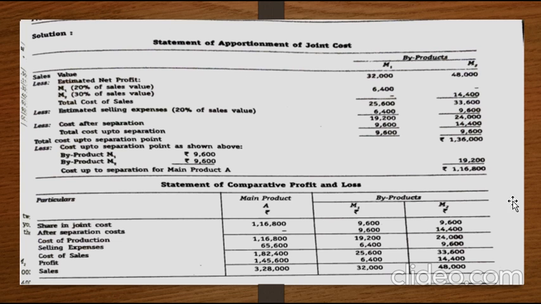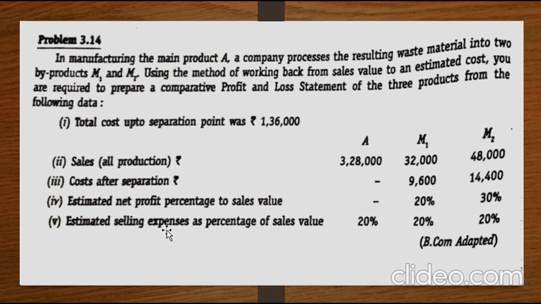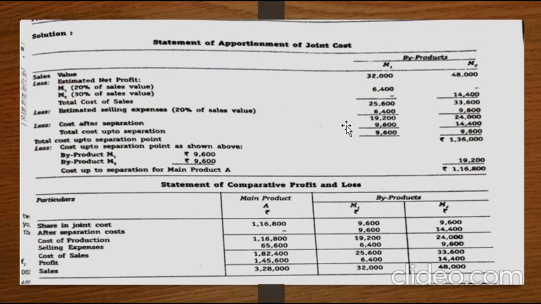So now is your cost after separation given in the problem? So here they have given cost after separation as 9,600 and 14,400. So we will minus cost after separation 9,600 and 14,400. So we will get total cost up to separation. That is 19,200 minus 9,600, you have got 9,600. 24,000 minus 14,400, you have got 9,600. So this is total cost up to separation point.